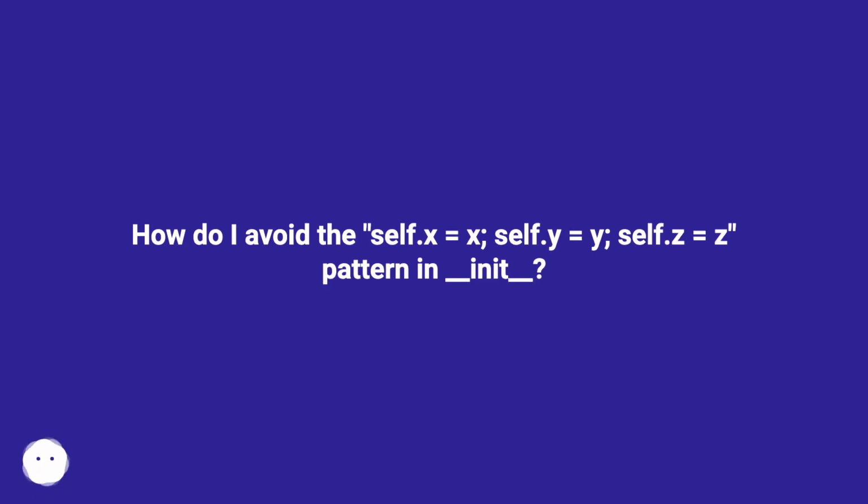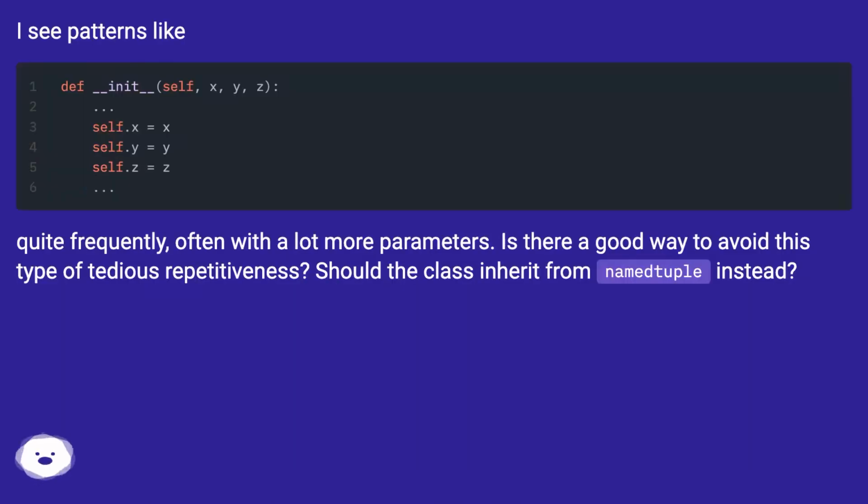How do I avoid the self.x = x, self.y = y, self.z = z pattern in __init__? I see patterns like this quite frequently, often with a lot more parameters. Is there a good way to avoid this type of tedious repetitiveness? Should the class inherit from namedtuple instead?